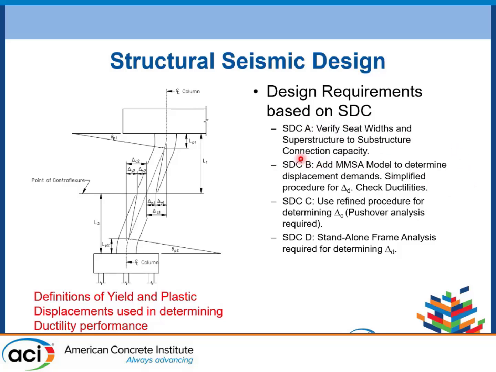We start getting into some of the more technically difficult analytical modeling techniques at SDC C and above. We start adding multi-mode spectral analysis models. We consider displacement demands at SDC B, even though we can use a simplified procedure for determining some of the actual seat. As I showed a minute ago, we determine seismic performance of a bridge based on the combination of the demand on the structure as well as the ductility of the structure. In SDC B, we do a fair amount of analytical modeling to determine the demand, but we can make some assumptions and simplifications to get the actual capacity.